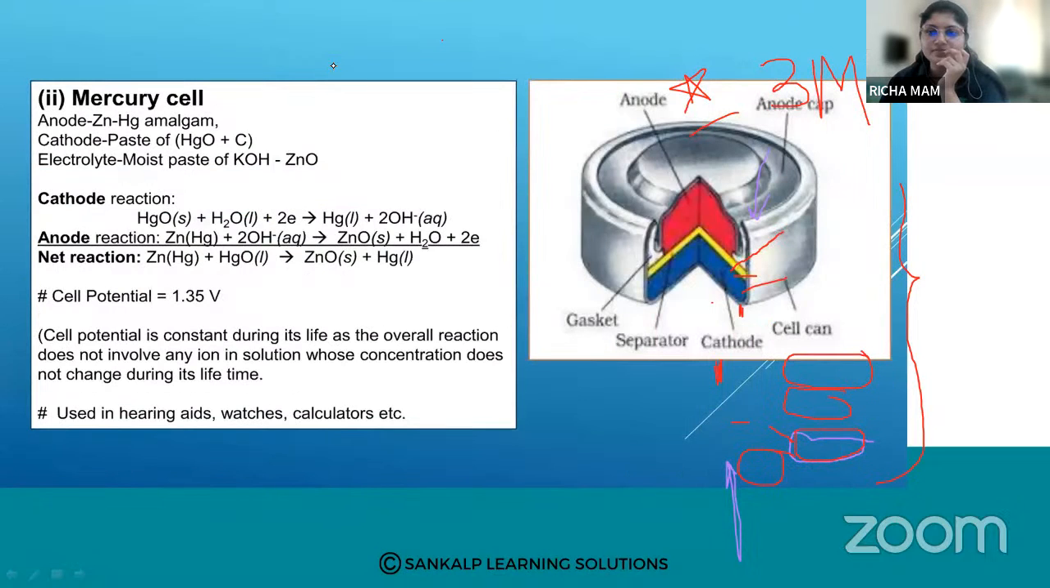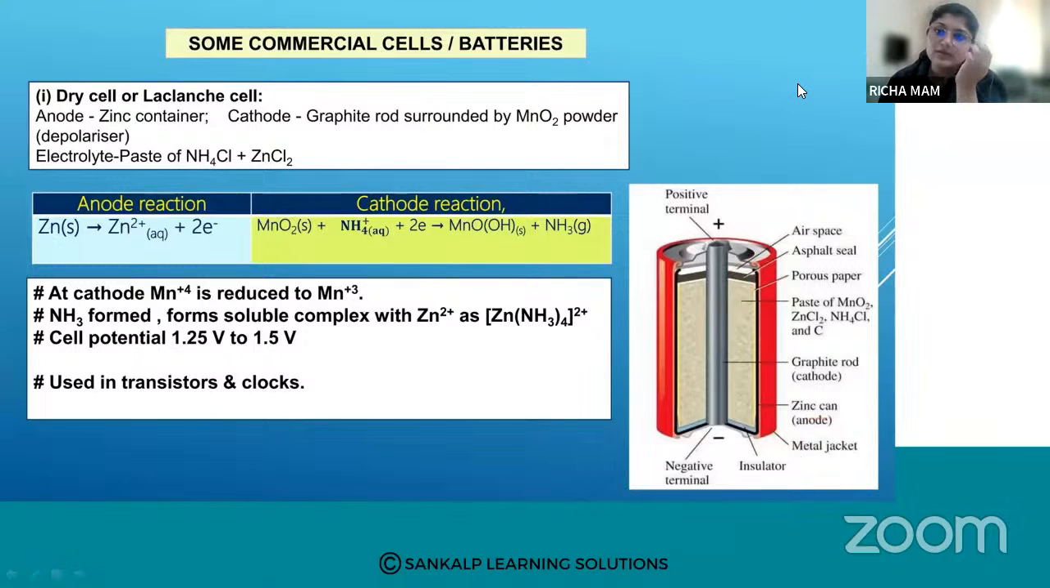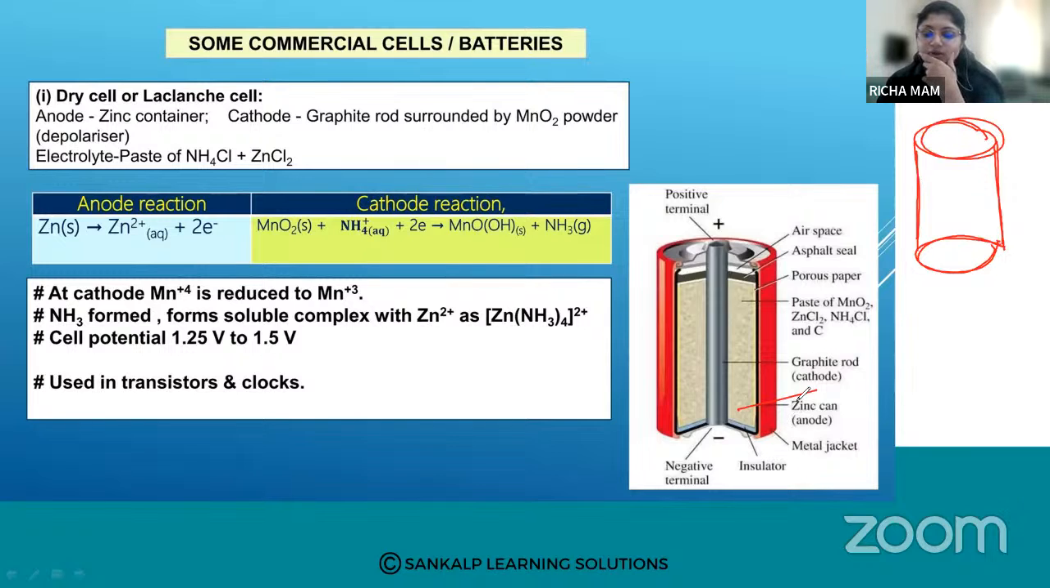So let us see here. What does it consist of? It consists of a dry cell. You can see, it consists of a cylindrical zinc container. Cylindrical means like this, a cylindrical shape. So the zinc can is there, and this zinc acts as an anode.